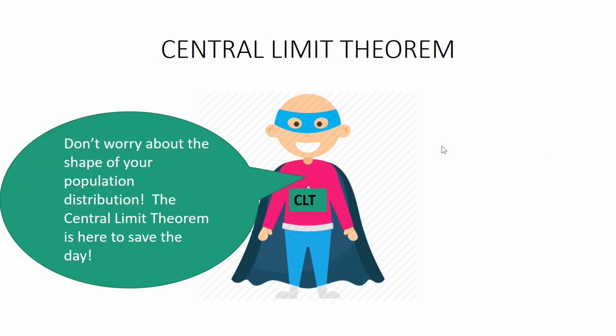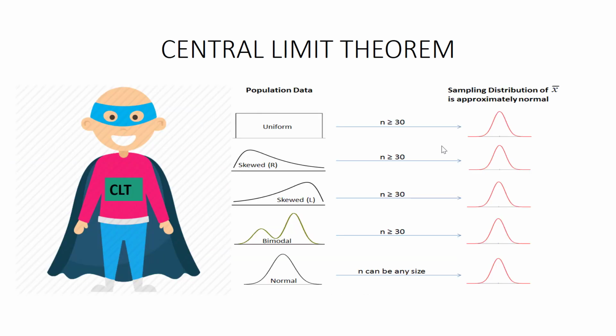The answer to that question, quite simply, is the central limit theorem. As you can see here, the central limit theorem is being depicted as a superhero, because it is so powerful. It's really at the heart of inferential statistics. The central limit theorem says, don't worry about the shape of your population distribution. Because we can take a set of data that is not normally distributed, as you can see over here, and if we use what's called a sampling distribution with n, our sample size, 30 or more, then we can obtain a normal distribution, even if our population didn't start out looking that way.